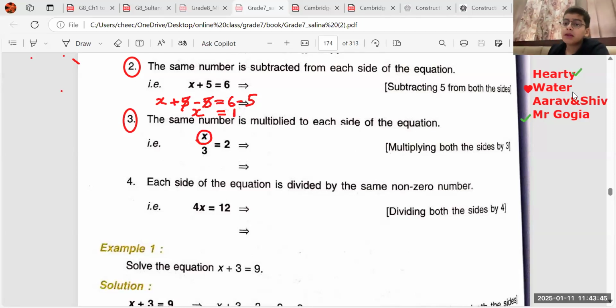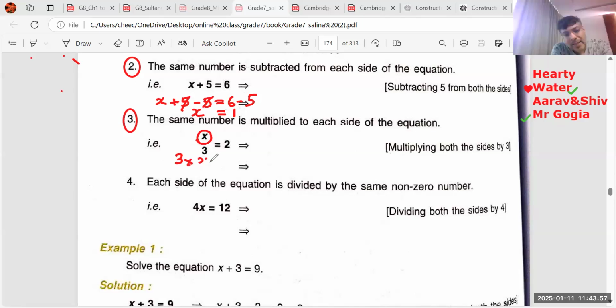Sir, by bringing 3 on the other side. No, beta. That is the transposition method. You are using multiplying 3. Transposition by multiplying 3 to both sides, that is the concept. What will happen? This 3 will get cancelled and you will get x equal to 6.